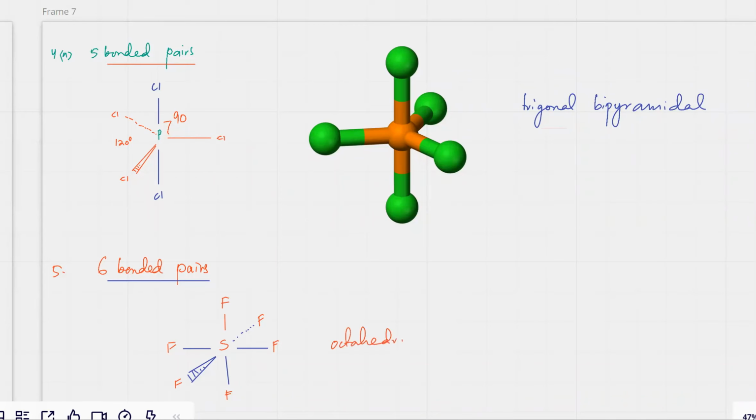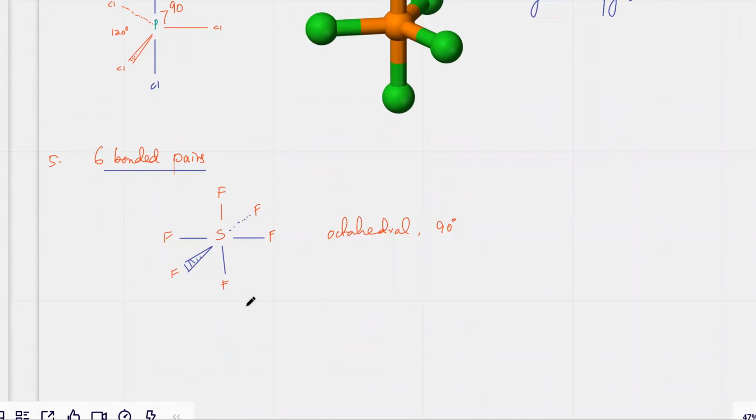All the angles in this case are 90 degrees. So imagine 1 fluorine on top of you, 1 on the right, 1 on the left, 1 below you, 1 in front of you, and 1 behind you. So that's how 6 fluorines are going to be arranged around a sulfur atom if it's making 6 bonds. So you have to remember all these shapes. And in 6 bonds, there's a variation as well.